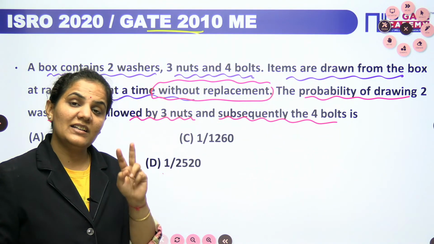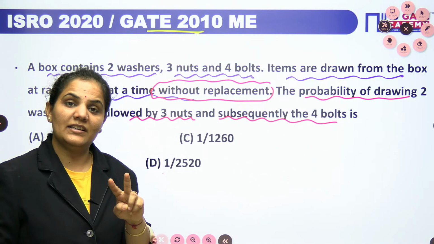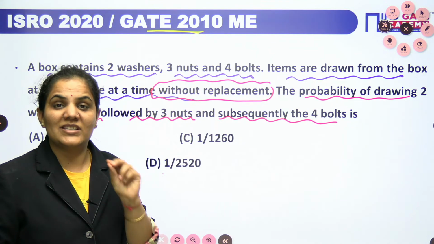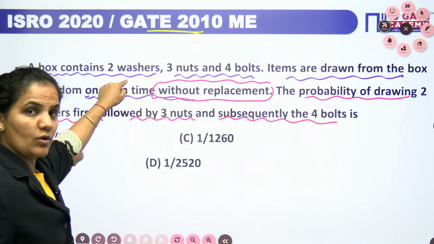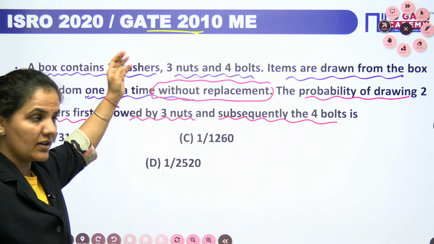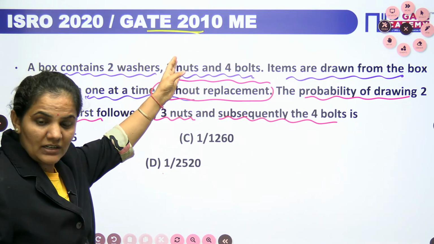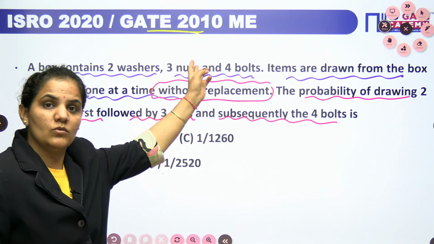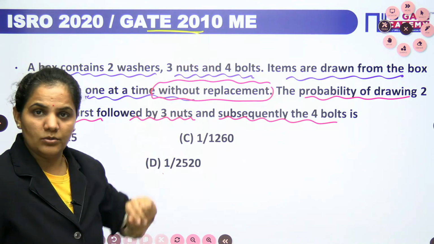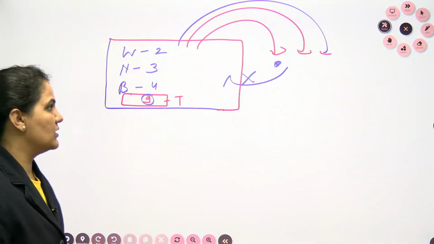Now the second thing, it is already mentioned in the question that we need to follow a sequence. What is the sequence? First of all, we need to draw all the washers, means first washer, then second washer. Then only we can switch to the nuts. So one nut, two nut, three nut. Then only we can switch to the bolts. One bolt, two bolt, three bolt, four bolt. In this way we have to approach the question.